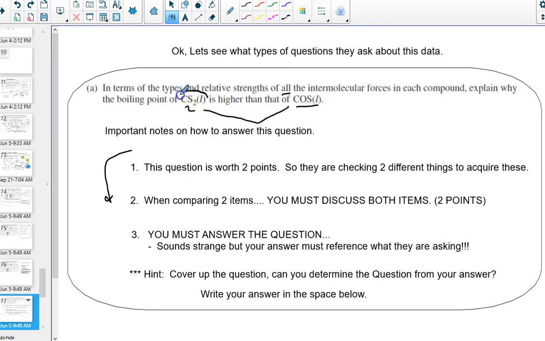What if you only discuss why this thing has increased London dispersion forces? Then you're only going to get +1 for that, and then you're going to get -1 for this guy. They expect you to discuss both items. You have to discuss both items because the rubric will involve both items. It's going to be worth 2 points. Hint: cover up your question. Can you determine the question from your answer? Write your answer in the space below. So we're going to practice this a little bit here in class.